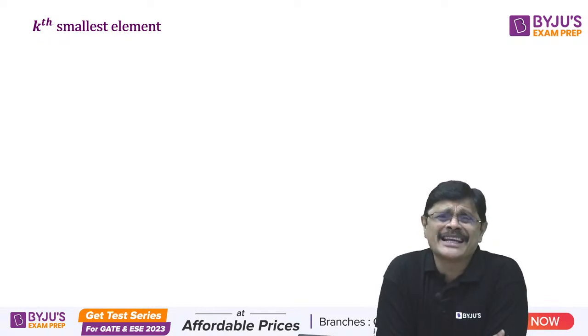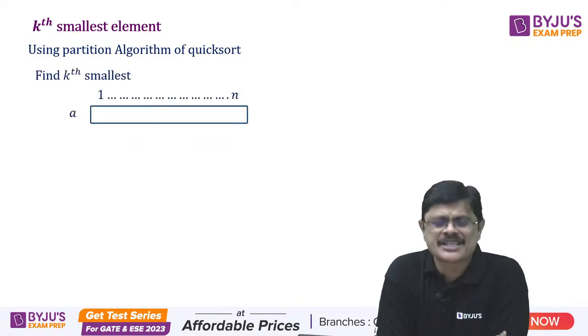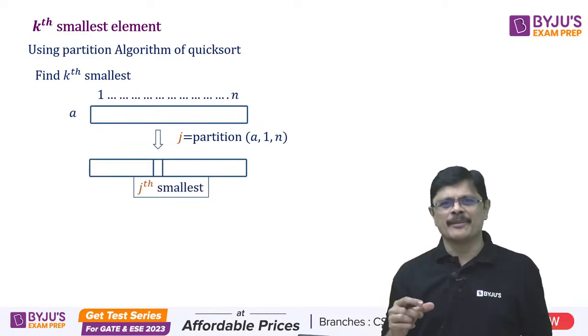There is something called the kth smallest element. For that also you can use this same quicksort idea. We use the partition algorithm of quicksort to find the kth smallest element. So you use that partition and you get the jth smallest element.